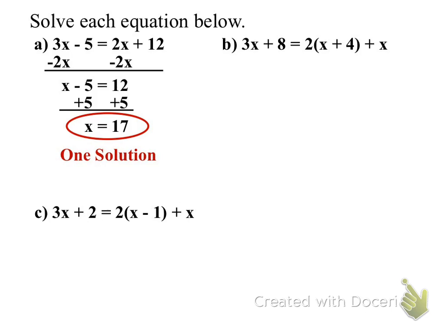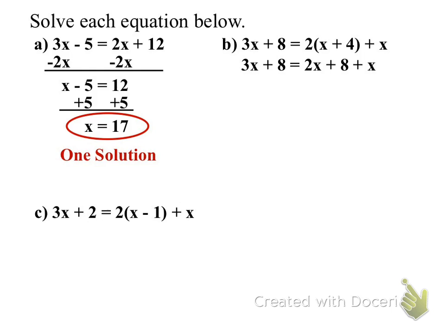Okay, now on letter B, what are we going to do first? Sarah? You start with the distributive property. And we end up with? We end up with 3x plus 8 equals 2x plus 8 plus x. Perfect. Next step. Piper. Subtract x from both sides.